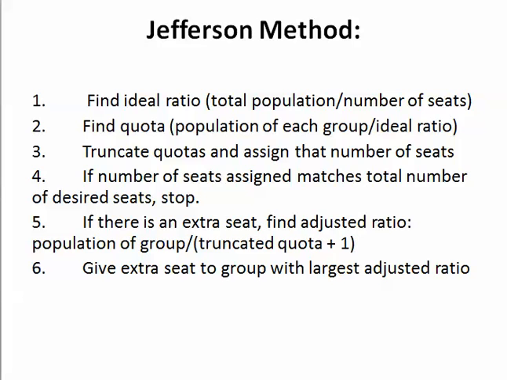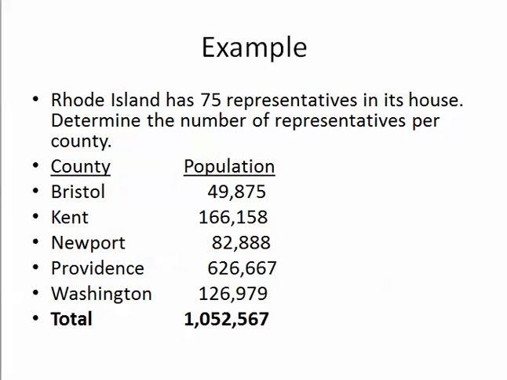Let's go ahead and do an example. We're going to do an example based on Rhode Island. Rhode Island has 75 representatives in its House. And we're going to divide these representatives based on the population of each county. So below you'll see the population of Bristol, Kent, Newport, Providence, and Washington counties. This gives Rhode Island a total population of 1,052,546.